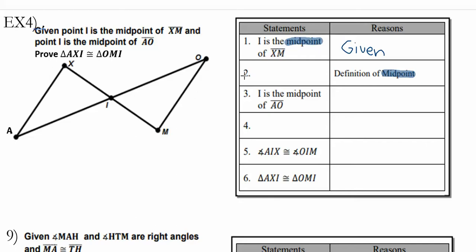So what are the 2 halves of XM? Well, that is XI and MI. So those being the 2 halves, we need to acknowledge that XI is congruent to MI. Number 3, we've got this midpoint. That was also given to us. It was up in the given statement.